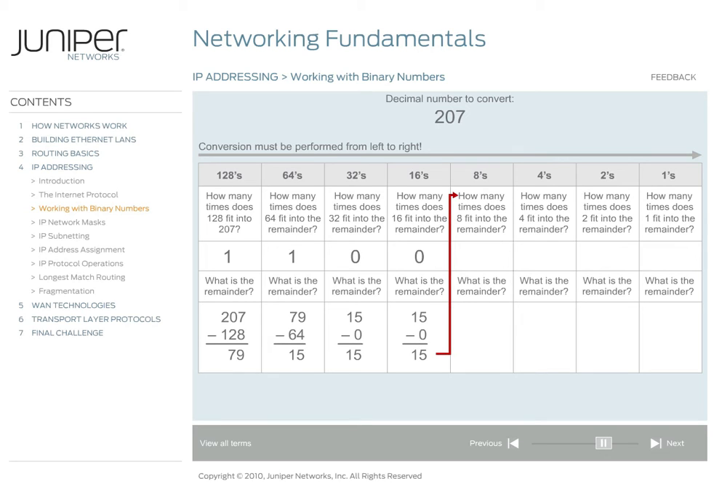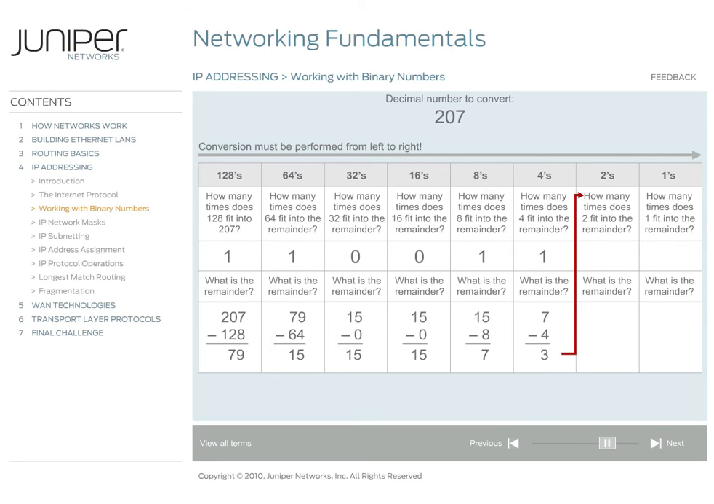Continuing along, can 8 fit into 15? Yes, so we'll set the 8-bit to a 1 and subtract 8 from 15. The new remainder is 7. By now you can see how the process works. Let's complete the conversion. Can 4 fit into 7? Yes, so we set the 4's place to a 1 and subtract 4 from 7. The remainder is now 3.